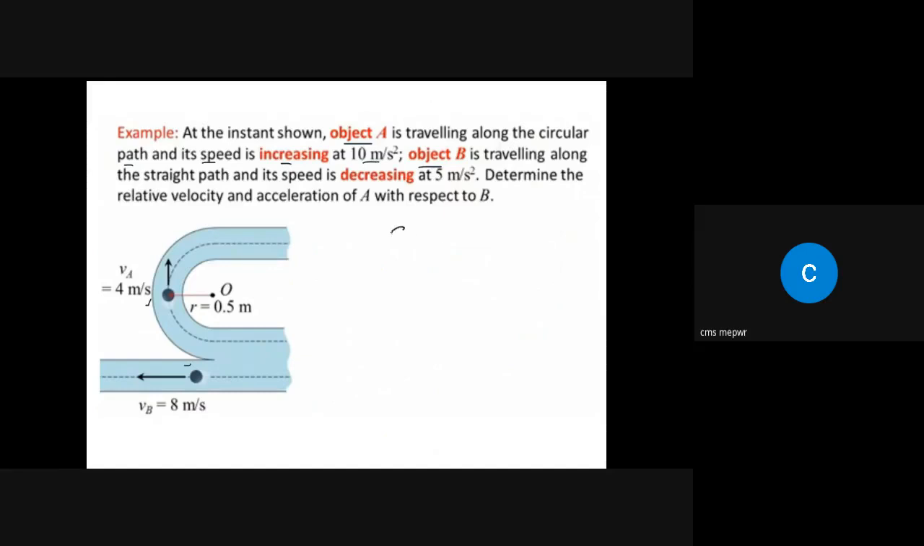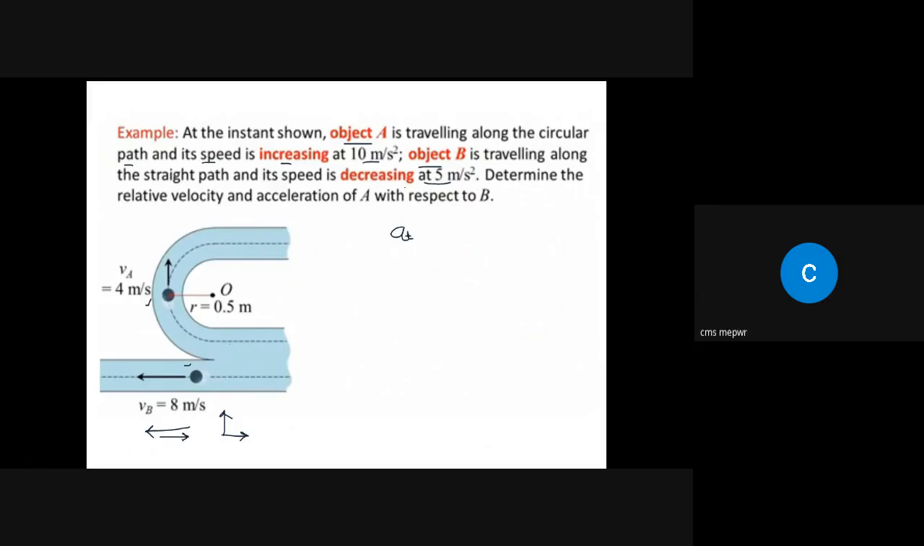So this is basically at, right? So at is given. Object B is traveling along a straight path and its speed is decreasing at 5 meter per second square. So it is moving in this direction. Let's say we put x in this direction as positive and y in this direction as positive, so the velocity is negative, but the acceleration will be in this direction, as the velocity is decreasing.